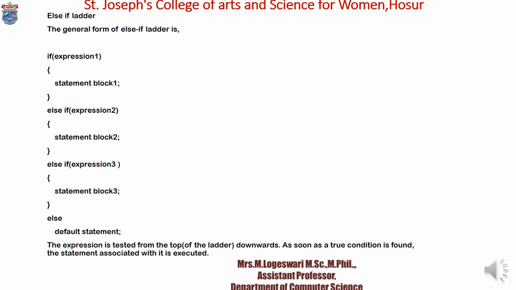So the else if syntax is here. If expression 1 has the true value, it moves to statement block 1. Suppose it gets false, it moves to expression 2. It moves to the else part, which has an if condition, so expression 2 will be evaluated. After that, if this condition is false, it moves to another else if statement. Expression 3 will be checked, and if expression 3 is also false, it moves to the else part. The else part has the default statement, and this default statement will be executed. The expressions are tested from top to down.